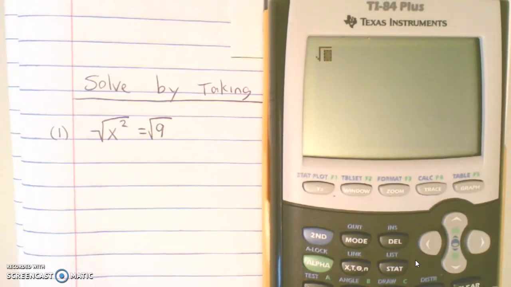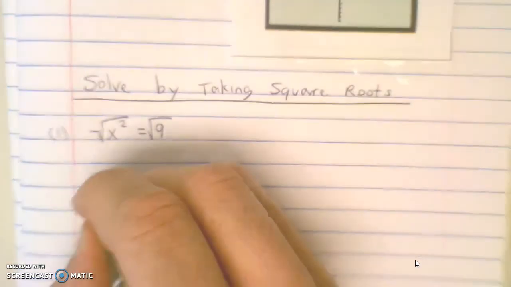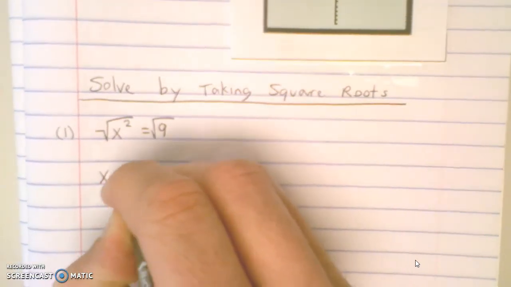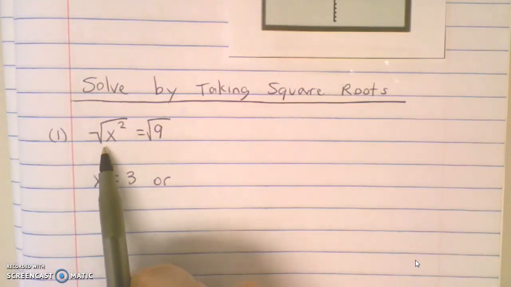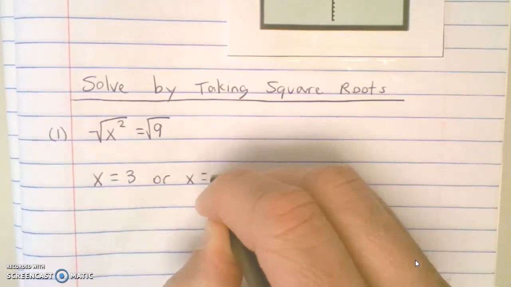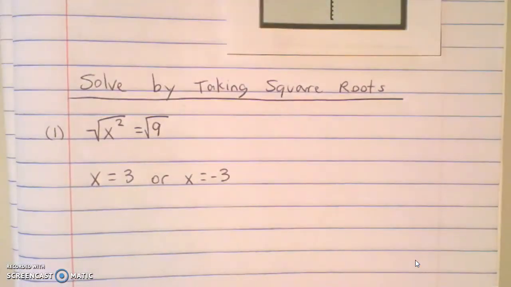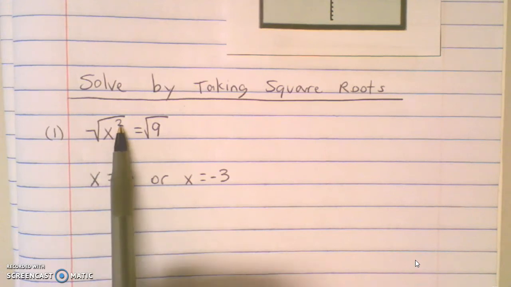So then it gives me that symbol on my calculator. And now I can just type in 9, the square root of 9. So the square root of 9 is 3. So I know one of my solutions is 3. So what you have to be careful of is that when you're square rooting an equation with the x squared, you also have to think of the other possibility, which is the negative version. So x equals 3 or x equals negative 3. So when you're solving by taking square roots, you're essentially just undoing the equation, and the undo of the square is the square root.